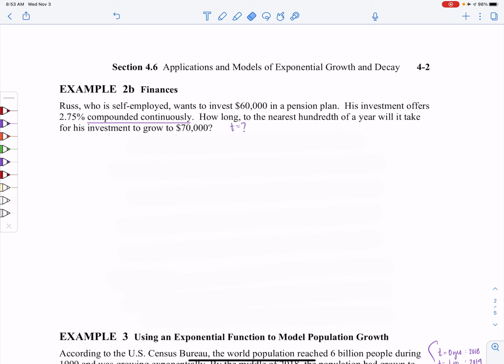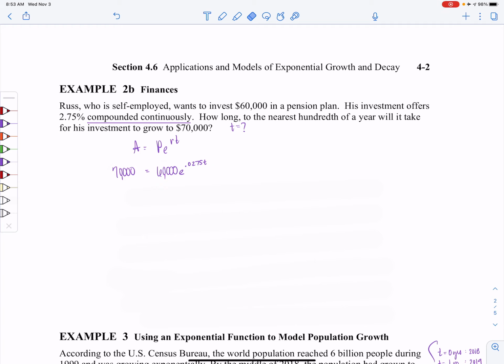All right, let's look at 2B, still looking at some finances here. So we have Russ, who is self-employed, wants to invest $60,000 into a pension plan. His investment offers 2.75%, again, compounded continuously. So that's going to tell me right away what equation to use. Once again, how long? I want to know how much time to the nearest hundredth of a year is it going to take for his investment to grow to $70,000.